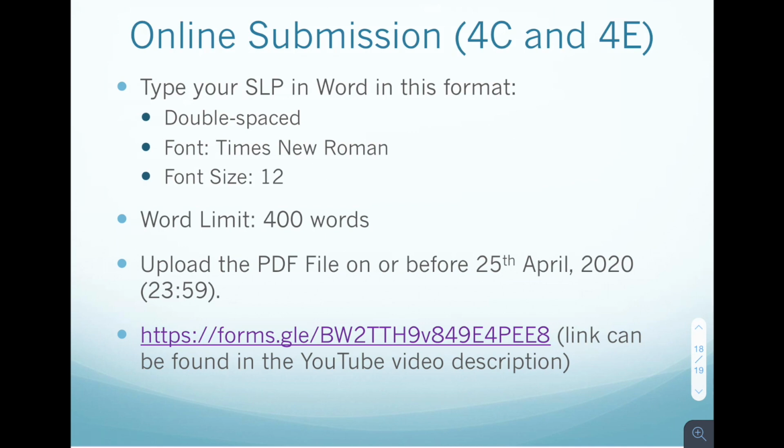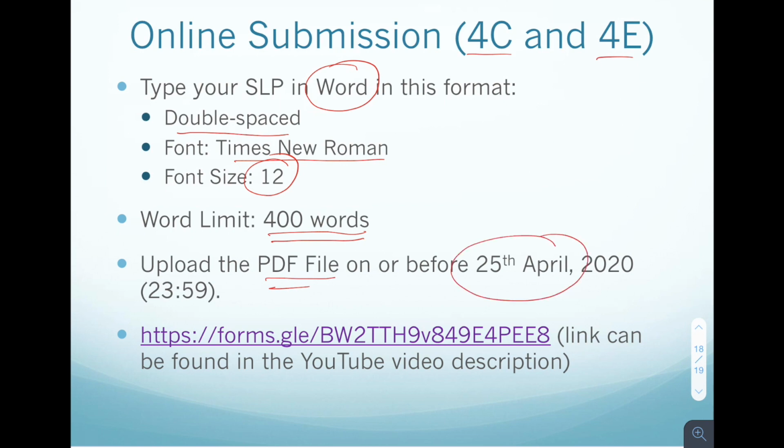For 4C and 4E, you have to submit your essay online. So you have to type it up in Word using this format. Double spacing, make it double spaced. And for the font, please use Times New Roman and set the size to 12. Word limit this time is 400 words. And then you have to upload the PDF file on or before this date, 25th of April, before midnight. So please use the link in the YouTube video description to upload your work.